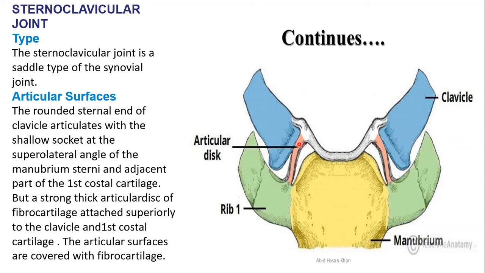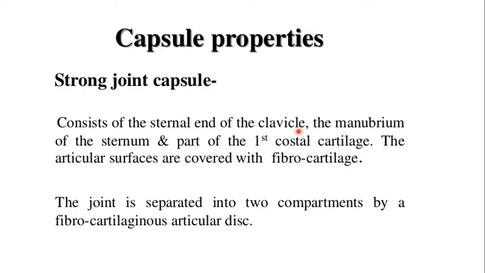This articular disc is fibrous cartilage, not hyaline, not elastic. Fibrous cartilage provides great strength to this joint, and it divides the joint cavity into two compartments. These articular surfaces are covered by fibrous cartilage. So the articular surface of the sternum and the articular surface of the sternal head of the clavicle are both covered by fibrous cartilage. This is a very important point.